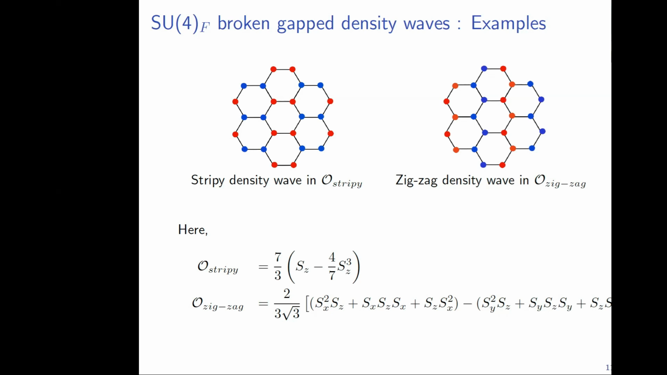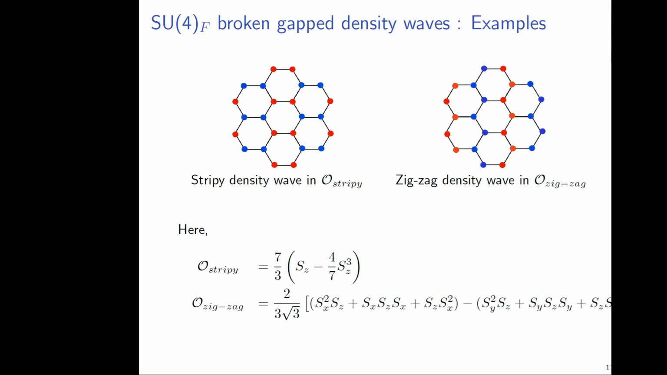And these density waves can be of different kinds of operators. For example, the stripy density wave can appear with this spin plus octupolar mixture, and the zigzag density wave can appear with this octupolar operator. So there are many other phases of this kind.